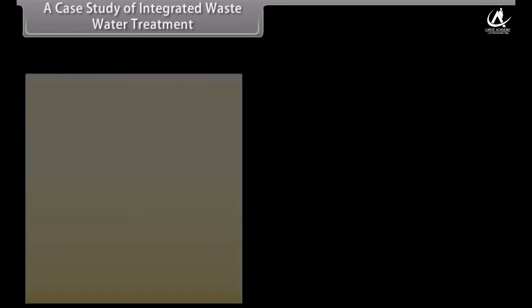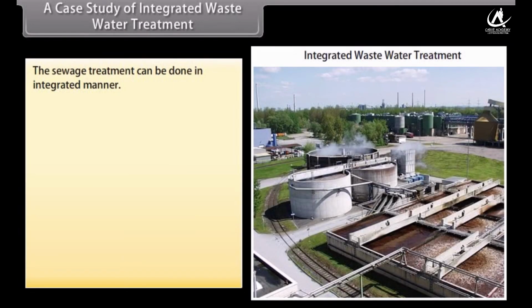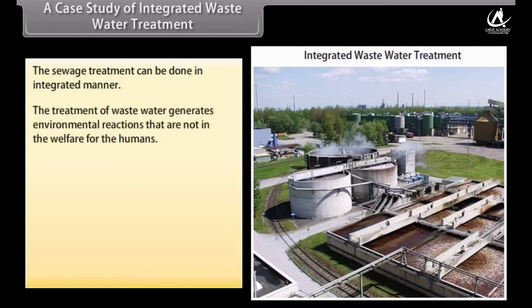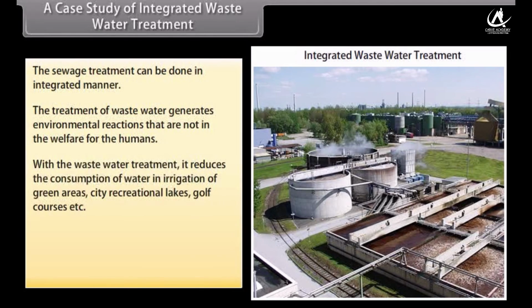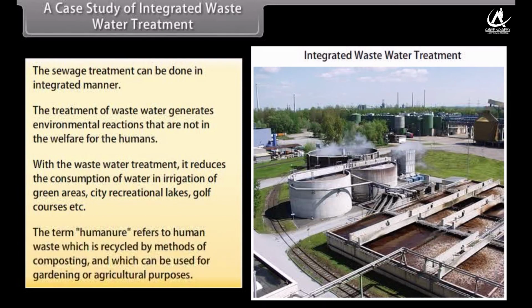A case study of integrated wastewater treatment. The sewage treatment can be done in an integrated manner. The treatment of wastewater generates environmental reactions that are not in the welfare of the humans. With the wastewater treatment, it reduces the consumption of water in irrigation of green areas, city recreational lakes, golf courses, etc. The term humanure refers to human waste which is recycled by methods of composting and which can be used for gardening or agricultural purposes.